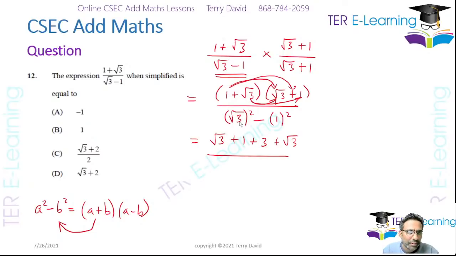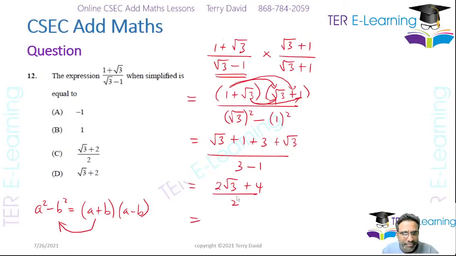Divided by, now root 3 squared is going to give me 3, and 1 squared is going to give me 1. So therefore, let's see how we're adding up the top here now. On the top, root 3 plus root 3 is going to give me 2 root 3. And then 1 plus 3 is going to give me 4. And all of that is going to be divided by 3 minus 1, which is 2.